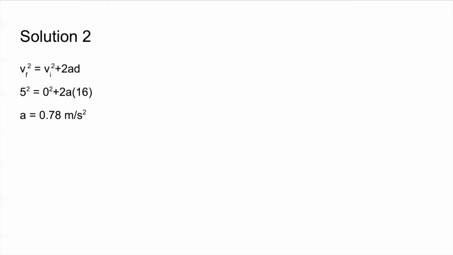The second solution is to use the fifth kinematic equation. You know that the final velocity is 5, the initial velocity is 0, and the distance it has traveled is the height, which is 16. And you can solve to get that the acceleration is 0.78 meters per second squared.